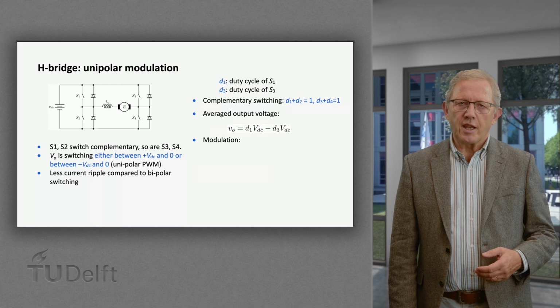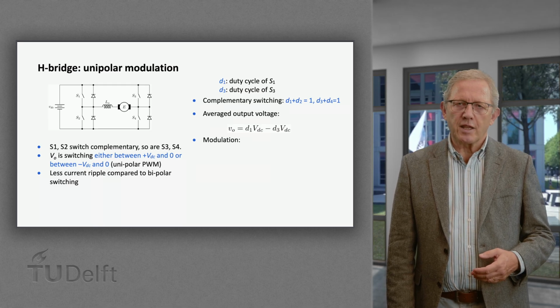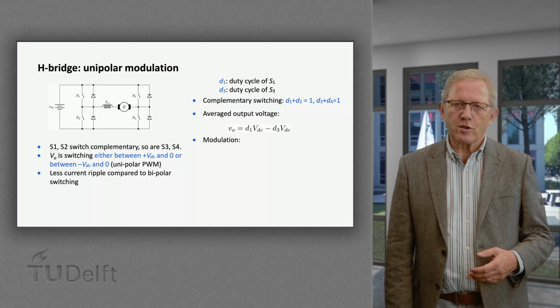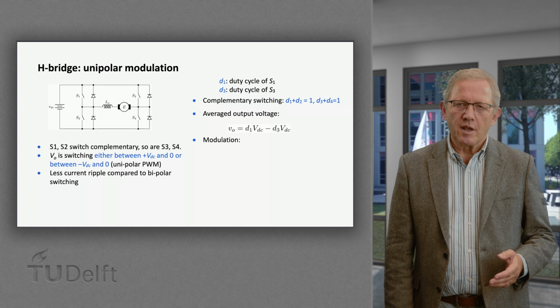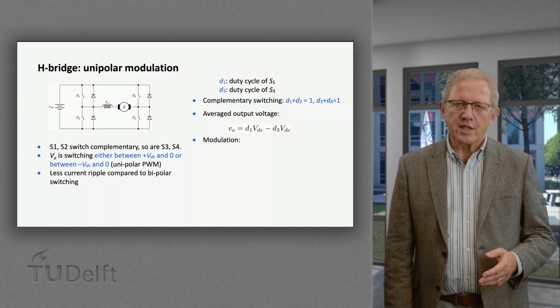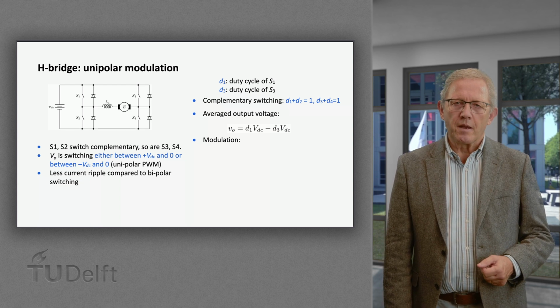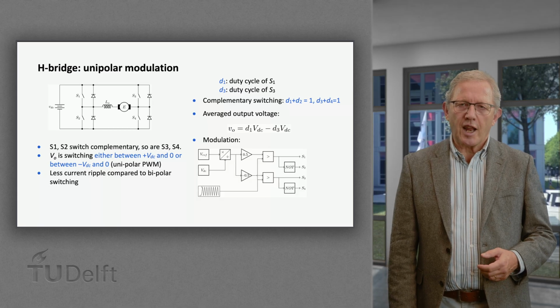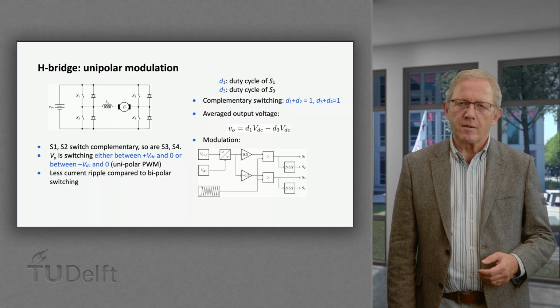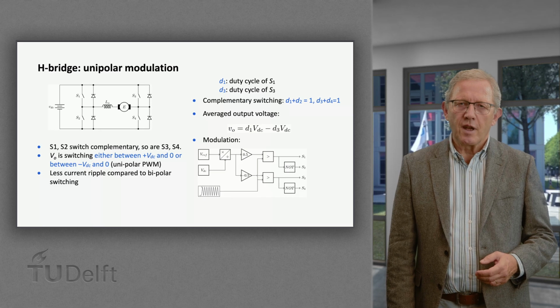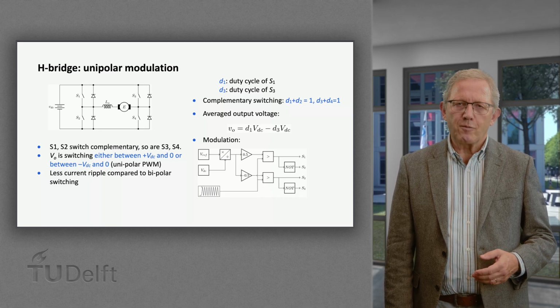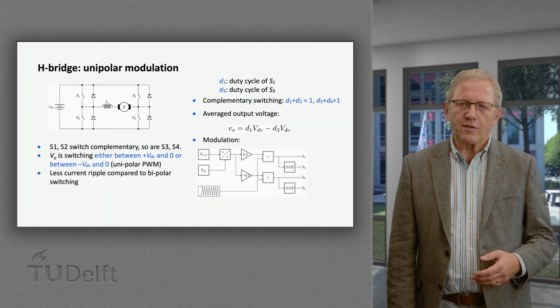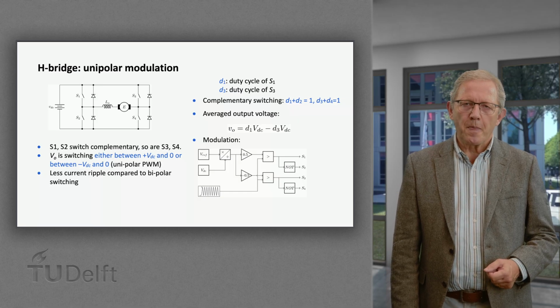Assuming S1 and S3 have duty cycles D1 and D3 respectively, we can see the average output voltage would be the differential voltage between the two half bridges, that is to say D1 VDC minus D3 VDC. This modulation scheme is described by the block diagram on the screen. As we can see, the left half bridge is modulated to provide the positive half of the reference voltage, while the right half bridge takes care of the negative half of the reference voltage.